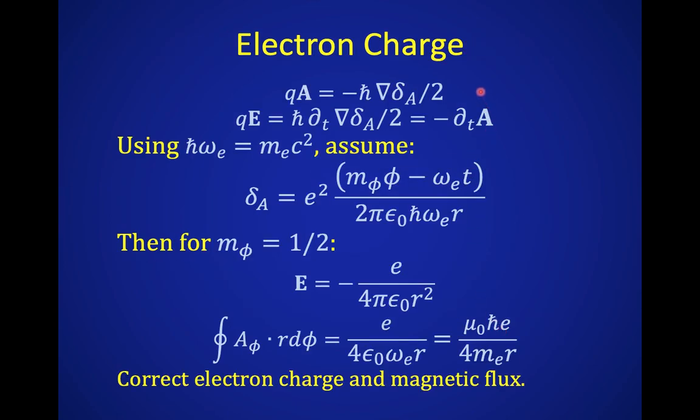We could also suppose we have a different phase shift. In this case, suppose it goes like m phi minus omega t. So this is maybe coming from some kind of spherical harmonic or something. And then divide that by the radius with some normalization factor there. In that case, if we put the azimuthal mode number as a half, we would have the electric field of a point charge, and the magnetic flux would be the same as you would get for the electron, the flux in the z equals 0 plane. Okay.